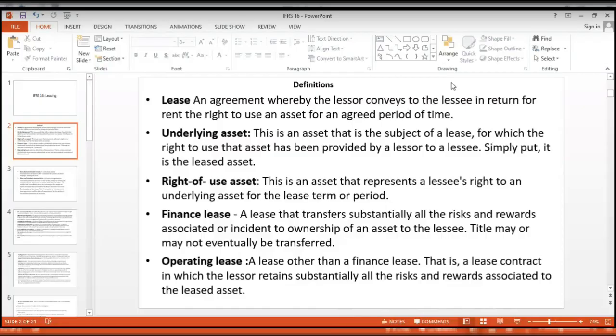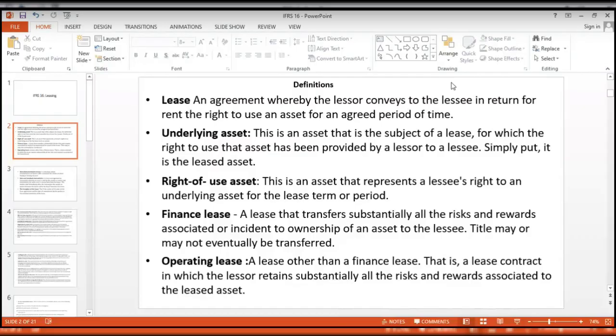2, underlying asset. This is an asset that is the subject of a lease for which the right to use the asset has been provided by a lessor to a lessee. So we are looking at the asset under the lease arrangement in this circumstance. Simply put, it is the leased asset, the asset that is leased. 3, right of use asset. This is an asset that represents a lessee's right to an underlying asset for the lease term or period.